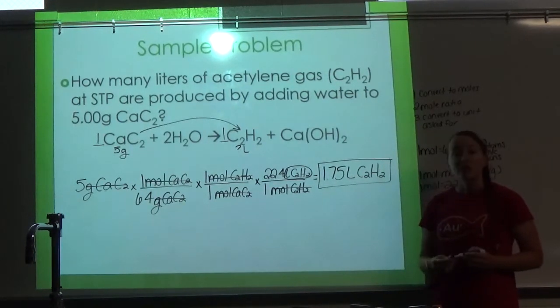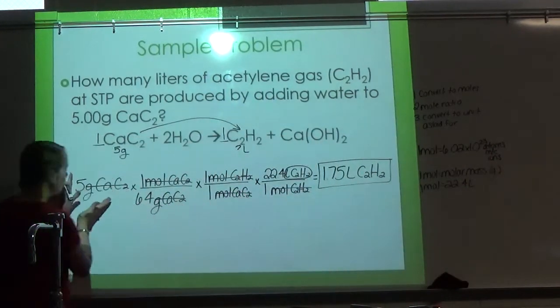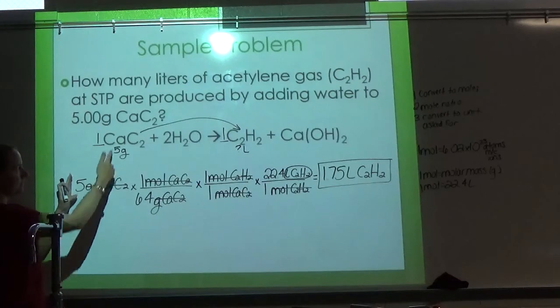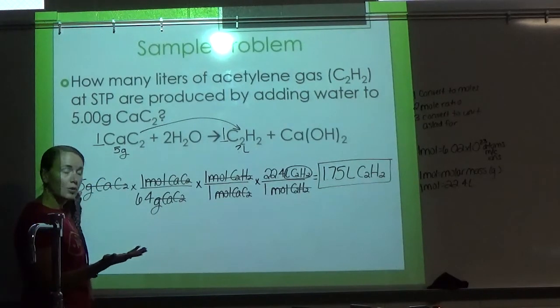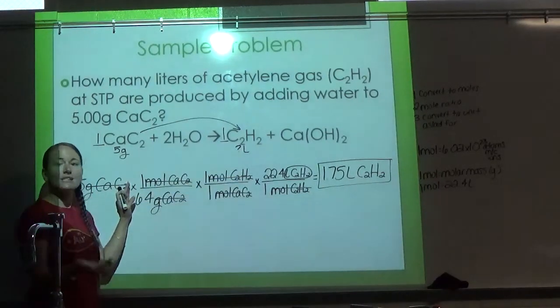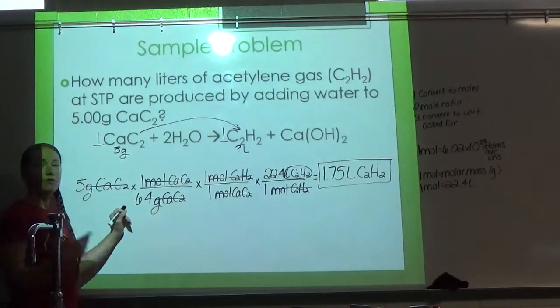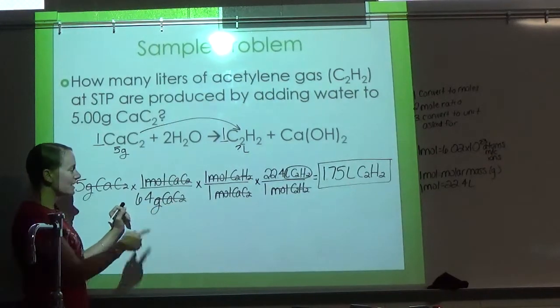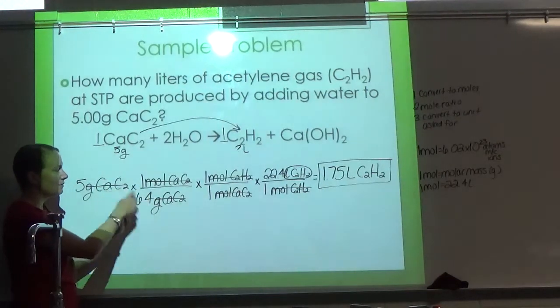Now I'm just going to briefly go back over what we did. Now you can see the whole thing. We start with what we're given, 5 grams of CaC2. The first step was to change that into moles. Because I had grams, I used molar mass to change to moles. I added up CaC2 just using the masses on the periodic table and got 64 grams equals 1 mole. I put the grams on bottom so it would cancel.